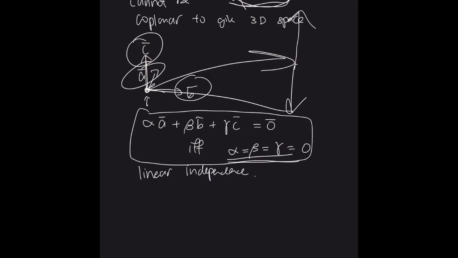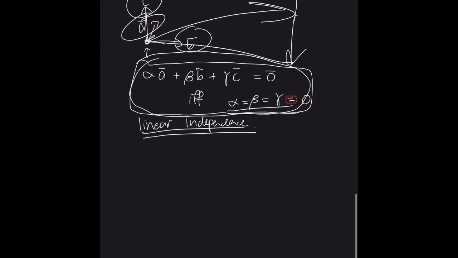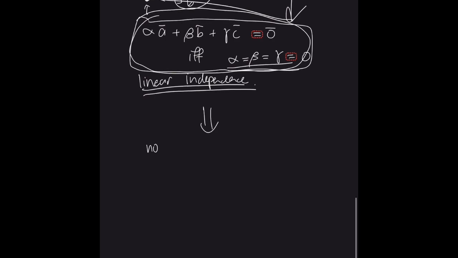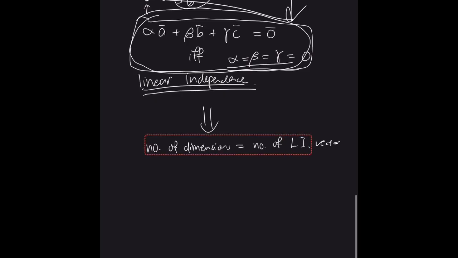So if and only if all the coefficients are 0, and A, B, and C are not 0 vectors, meaning they have a length. If only these two conditions are true, then we have linear independence between alpha, beta, and gamma. This, in fact, goes beyond the 3 dimensions. So the number of dimensions equals the number of linearly independent vectors you have.